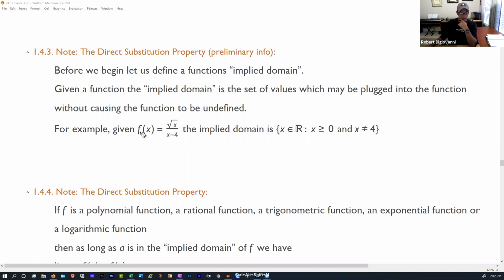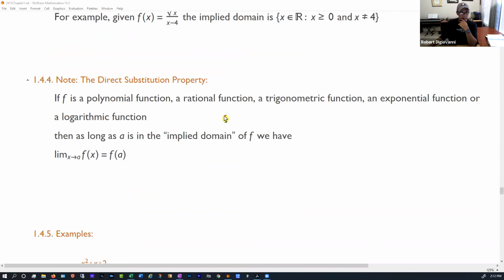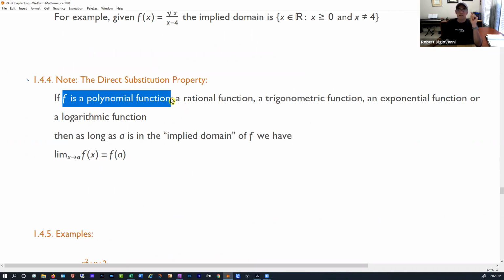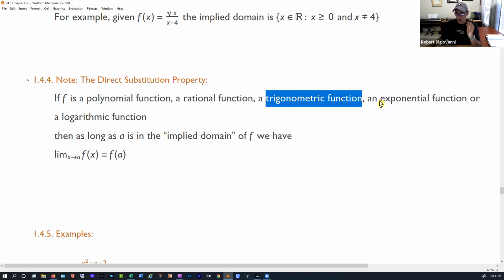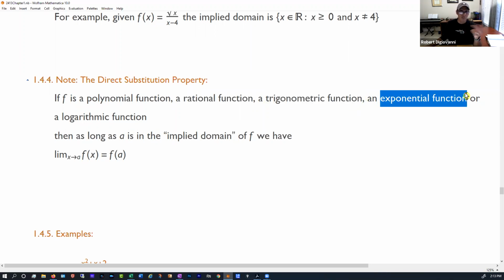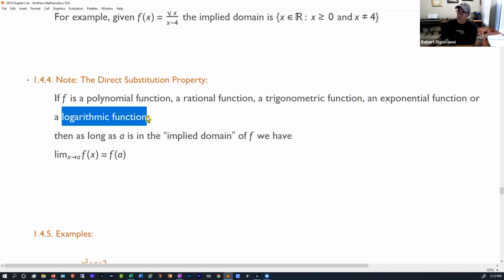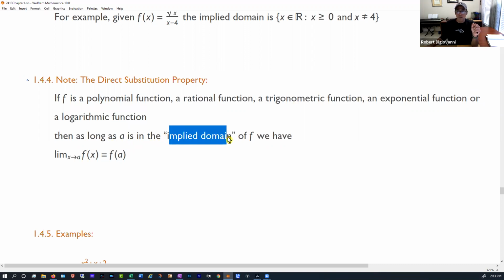Now, here's the direct substitution property. If the function you're looking at is a polynomial function, those were studied in college algebra. A rational function, those were studied in college algebra. A trig function, studied in pre-cal. Exponential function, studied in college algebra and pre-cal. A log function, pre-cal, college algebra. All of these functions, if you're ever looking at those, then as long as the a you're approaching is in the implied domain, then the limit of the function is just what you get when you plug that number into the function.